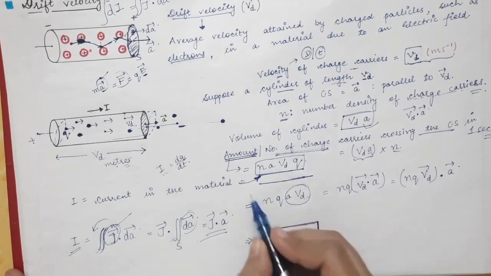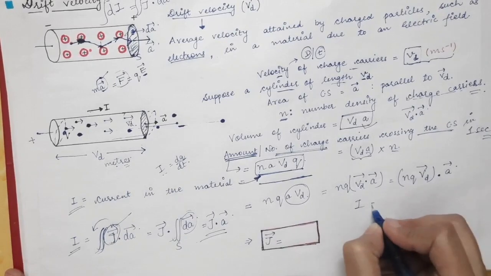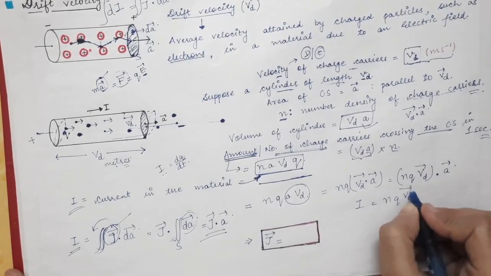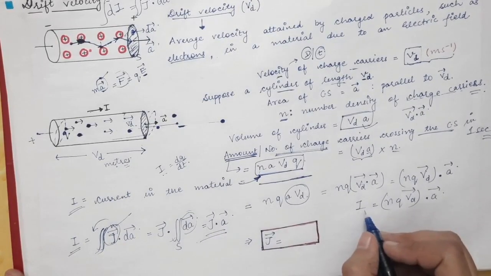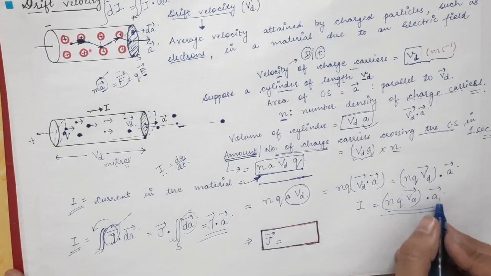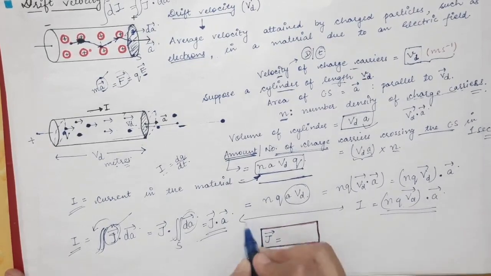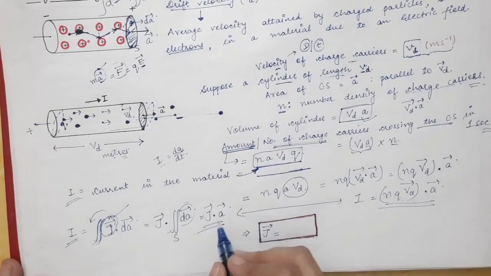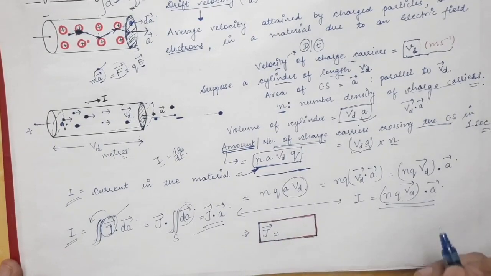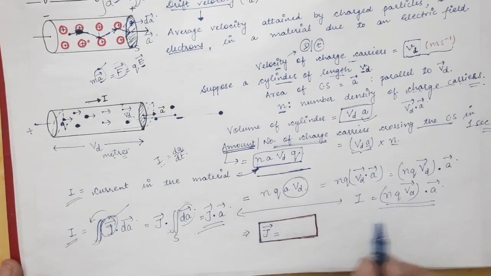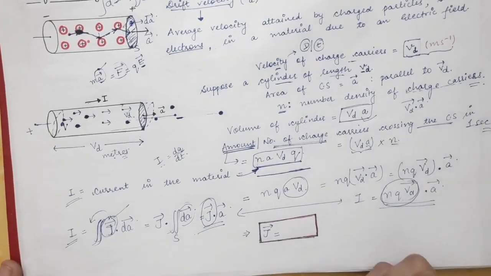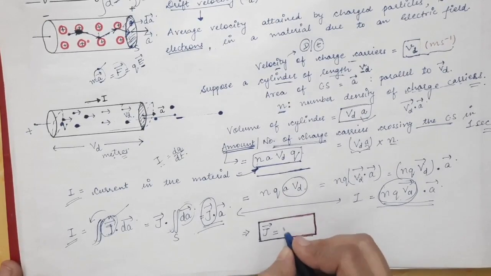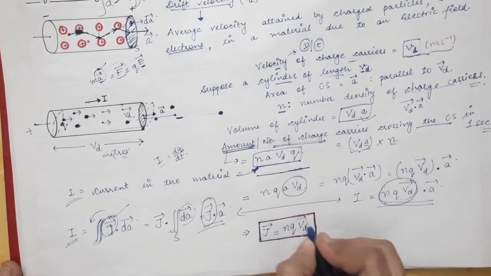And I have also said that current is given by nqVd vector dot product with A vector. So current is given by J vector dot product with A vector, and current is also given by nqVd vector dot product with A vector. If I compare these two equations, we have dot product with A vector on both sides, so comparing the remaining terms I just get J vector equal to nq into Vd vector.